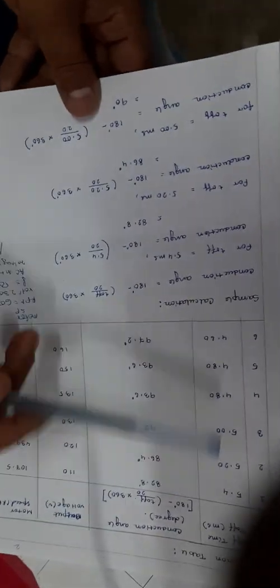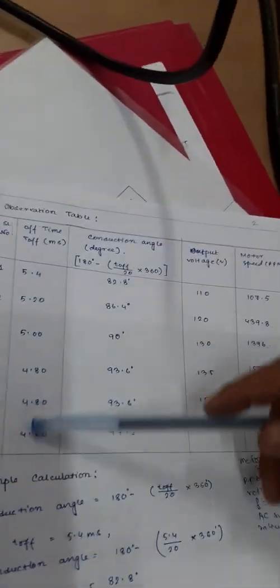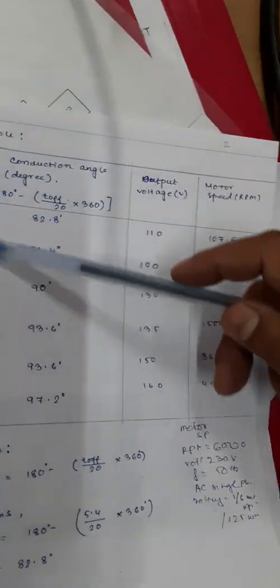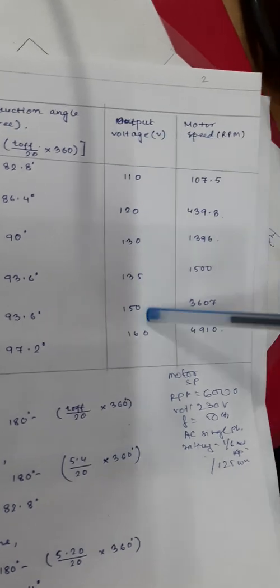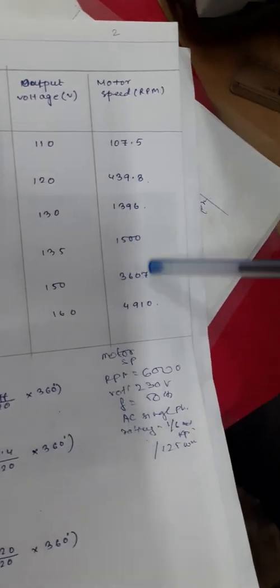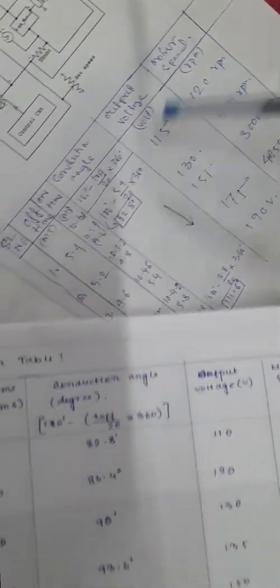Now this is one sample copy that you have to prepare. We will give you all these things. Observation table: in a fair copy you have to write down the serial numbers and the off time, the serial numbers, off time. Also, other columns will be for on time, conduction angle, output voltage and the motor speed. That is the data we took here, in this way.